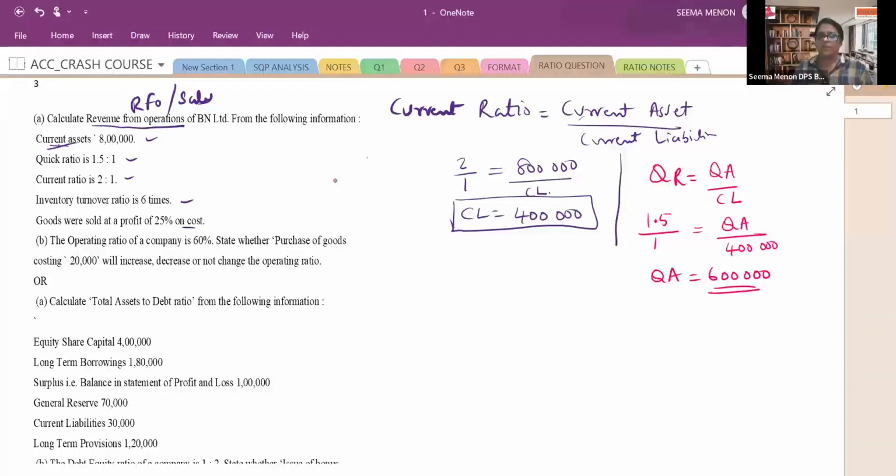Now you know that. So I hope this is clear up to this. First, the information is given. Three ratios are given in the question: quick ratio, current ratio, and inventory turnover ratio. First of all, you have the current asset in the question.